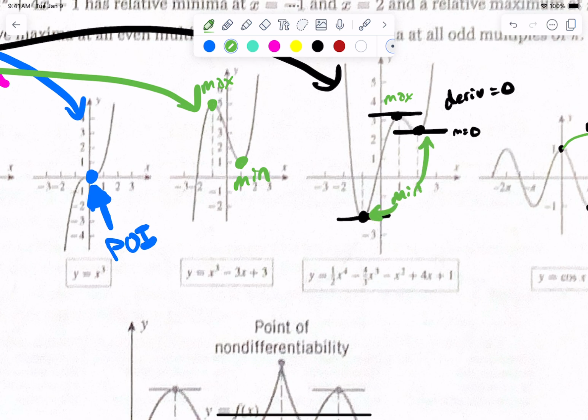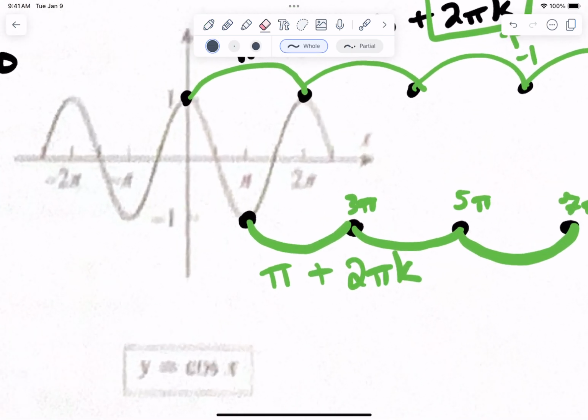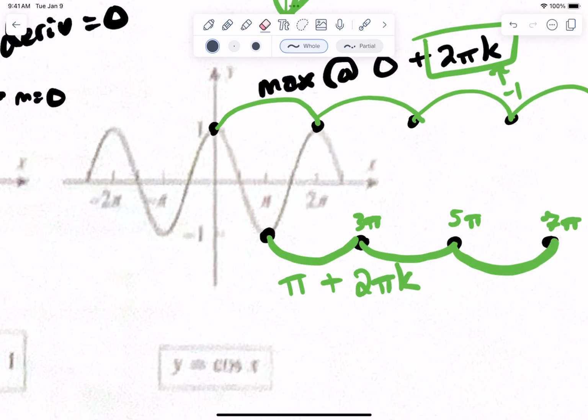Okay. So for the one on the right, it would have a POI every pi though. It wouldn't be 2 pi. For this function, he has a POI right here and right here and right here. So it'd be every pi. So that would be pi over 2, I think. And every pi after that.